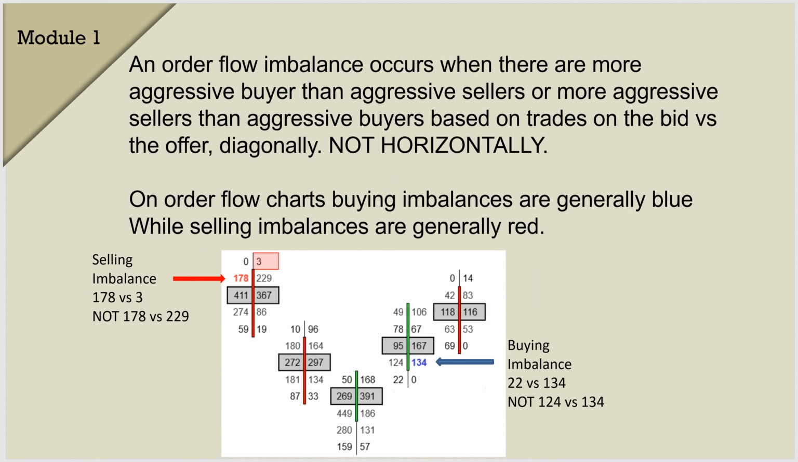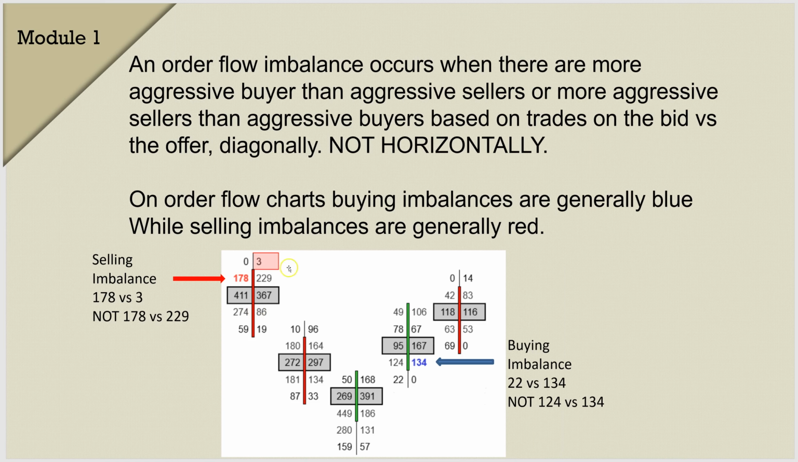So an order flow imbalance is going to occur when there are more aggressive buyers than aggressive sellers, or more aggressive sellers than aggressive buyers, based on trades on the bid versus the offer diagonally, not horizontally. In the old days, they used to compare it horizontally. You can't, right? Because it's a two-way auction. It's a bid against an offer.